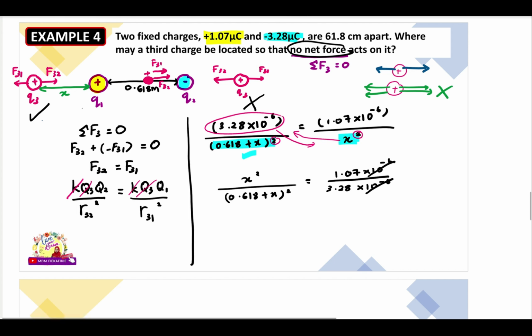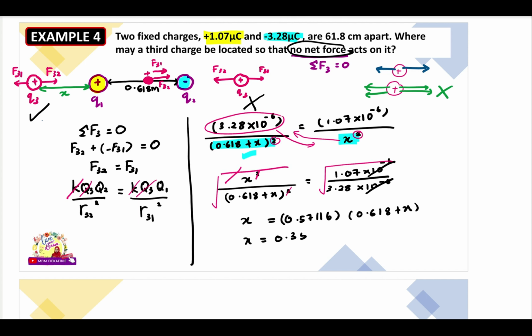Now, to get rid of the square, you can take the square root of both sides, so it cancels out. Therefore, we can write X equal to, let's solve it. Okay, I will get 0.57116 equals 0.618 plus X. You can solve this mathematics. Okay, X you will get, solve it.